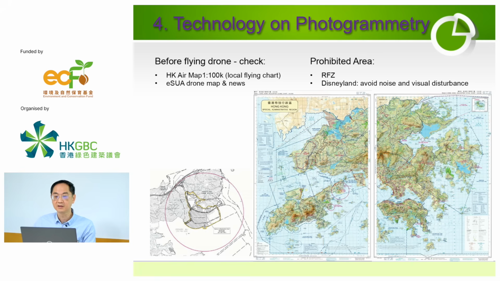There are also other restricted flying zones, including the Victoria Harbour. So before we fly, we need to check this map and also the ESUA drone map and any news. For example, Wan Chai or Causeway Bay is very near the Victoria Harbour. Maybe on normal days we can fly, but if there are some events, then it will be prohibited and we cannot fly. So we need to check both, not only this air map, but also our apps in the ESUA.